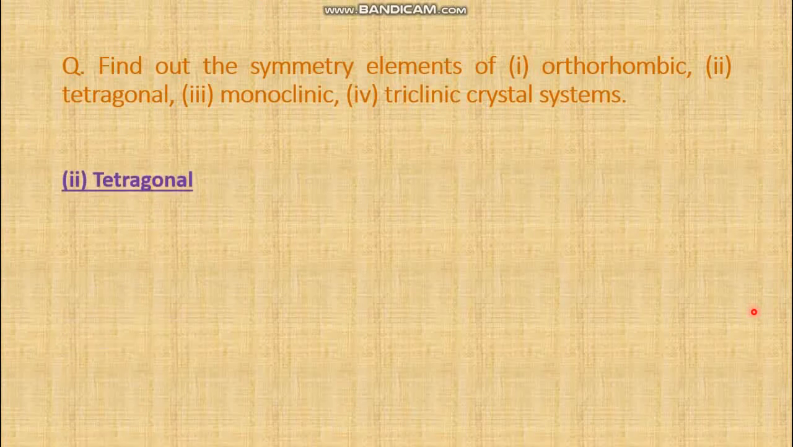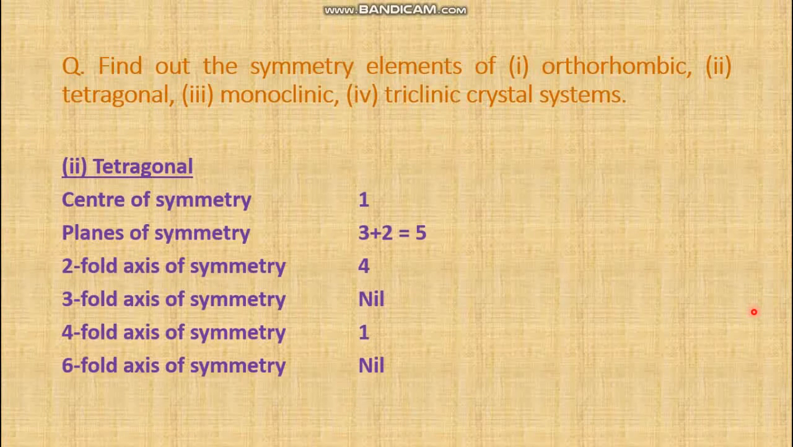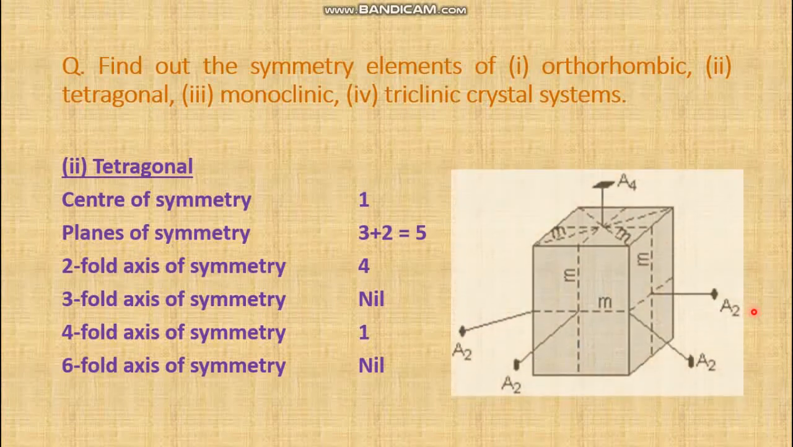After orthorhombic, we move on to tetragonal. Tetragonal has only a center of symmetry, and 5 planes of symmetry, out of which it has 2 sets. One has 3, another set has 2. We'll see in the picture. And out of the 4 types of axis of symmetry, it has 4 number of 2-fold axes and only 1 4-fold axis. Here's the picture.